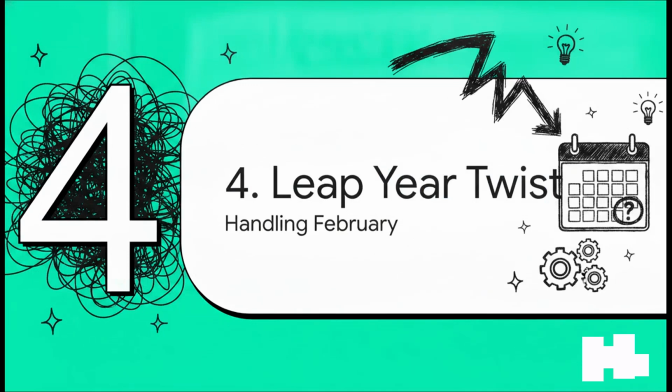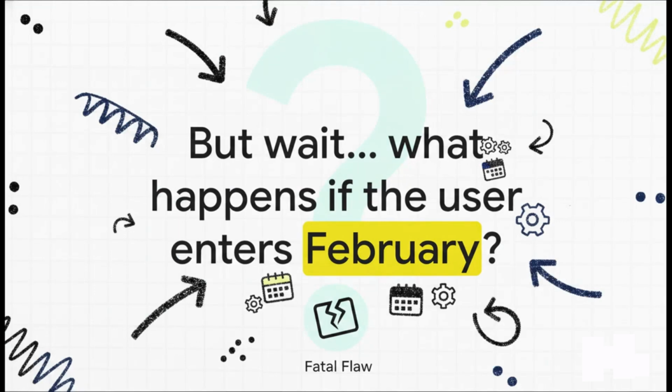Section 4. The leap year twist. All right, I'm going to have to challenge everything we've built up to this point. Are you ready? What happens if the user enters February? Think about it for a second. Every single method we just looked at has a fatal flaw. They all falsely assume the month number is the only piece of information we'll ever need.